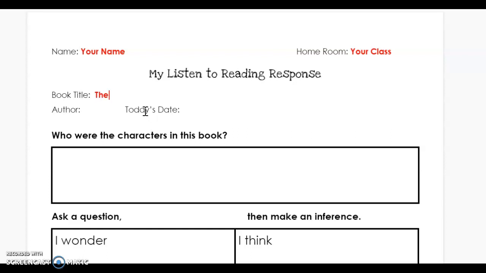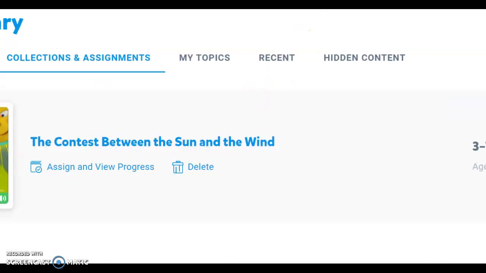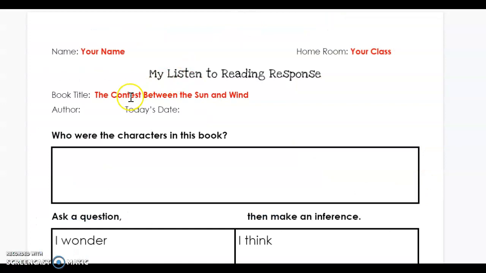We're first going to enter the book title that we just either read or listened to on Epic, which is The Contest Between the Sun and Wind. The author of the story, let's go back and look at it for you, is Heather Forrest. And today's date, you can fill it in. Okay, so again, pause if you need extra time to catch up and stay with me. We want to have these parts done.